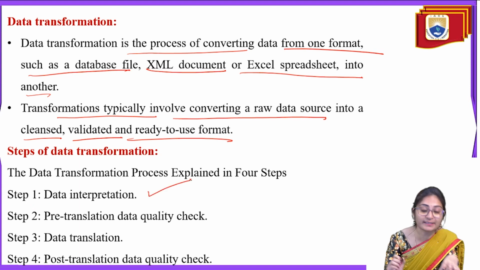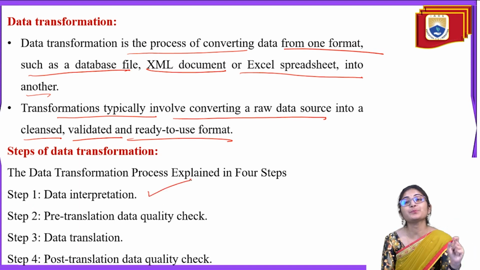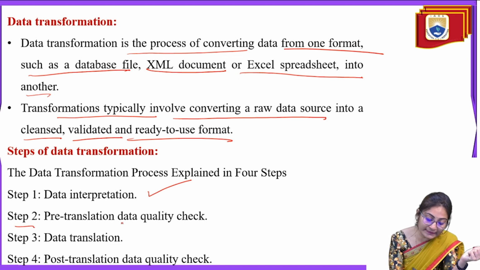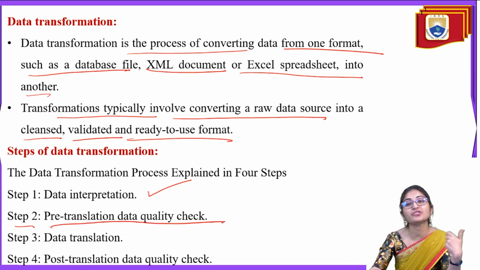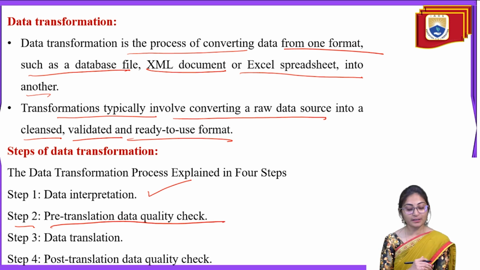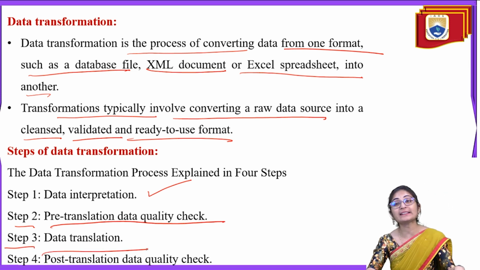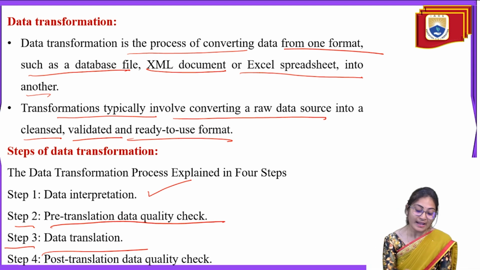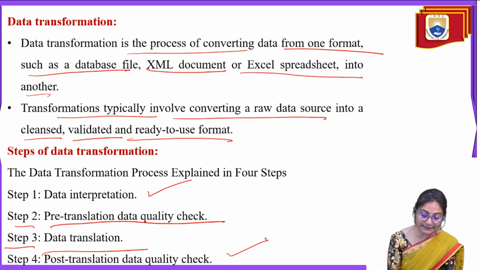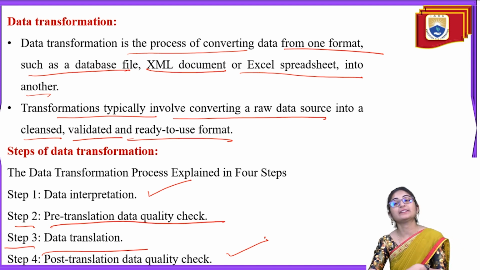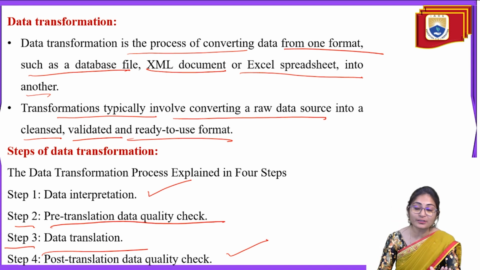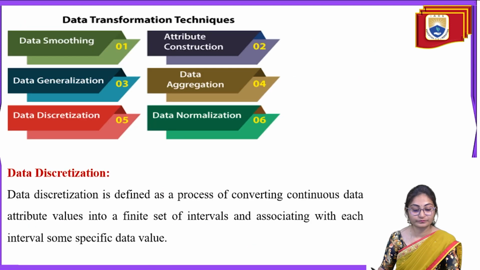First one is data interpretation. You have to interpret your data. Then step 2 is the pre-translation data quality check. After interpreting, you have to check the quality of that data. Then step 3, data translation. After checking the quality, you have to translate your data into a different format. And step 4 is the post-translation data quality check. So these are the 4 steps you have to use while doing data transformation.